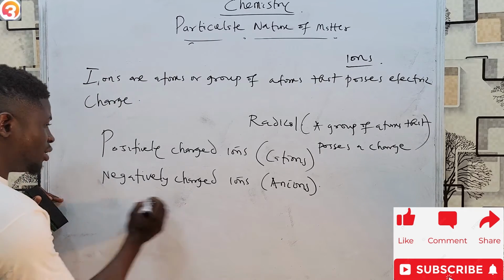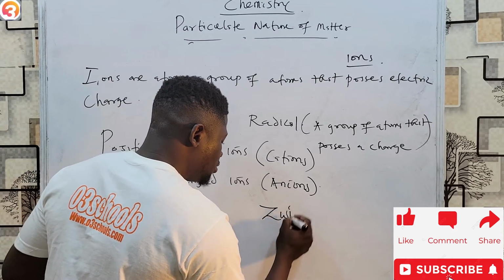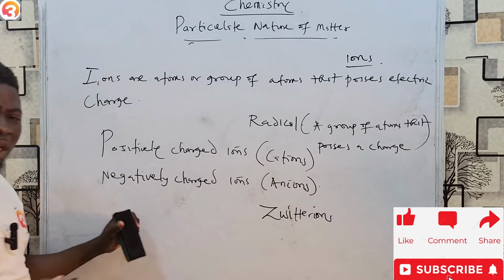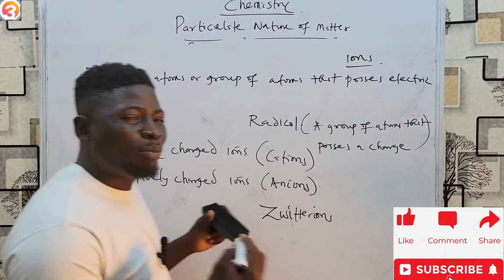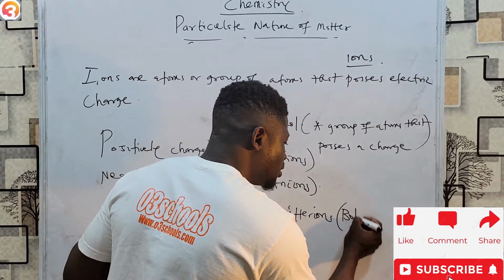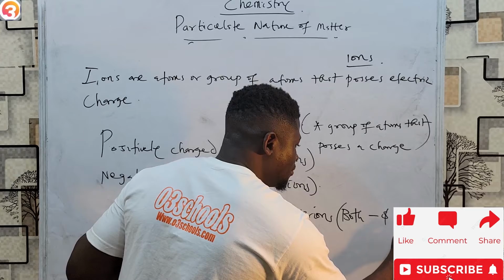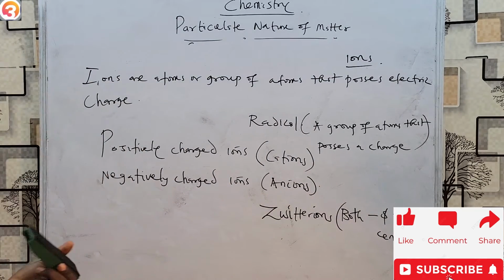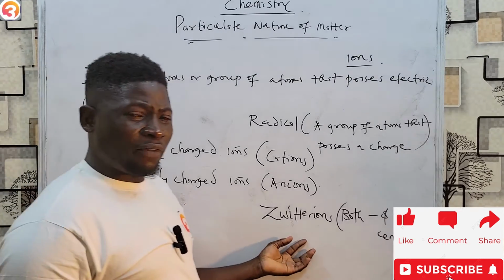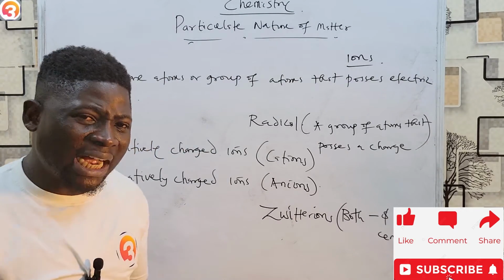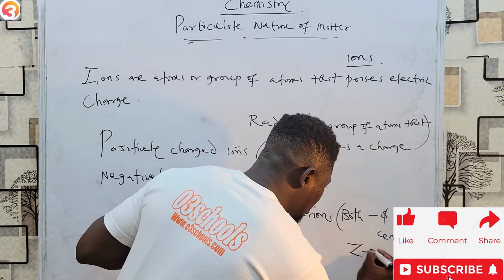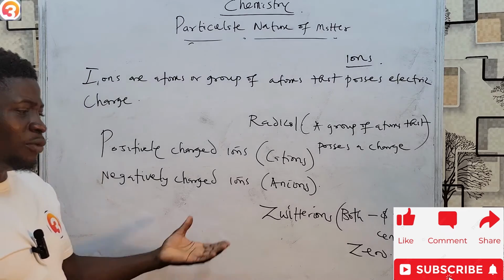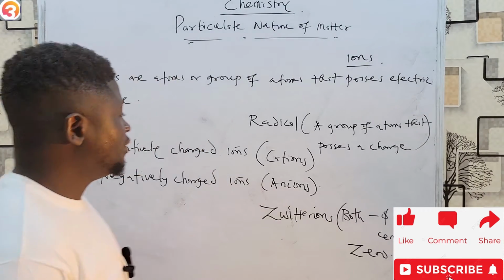All right. Of course, there's a third type, which is not very much discussed. We call them the zwitterions. These zwitterions have both negative and positive centers. One thing we need to know about this type of ion is that the overall charge on them is usually zero. But of course, they have both positive and negative centers.